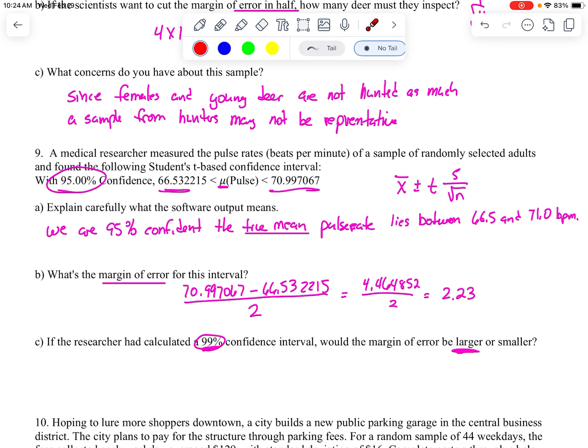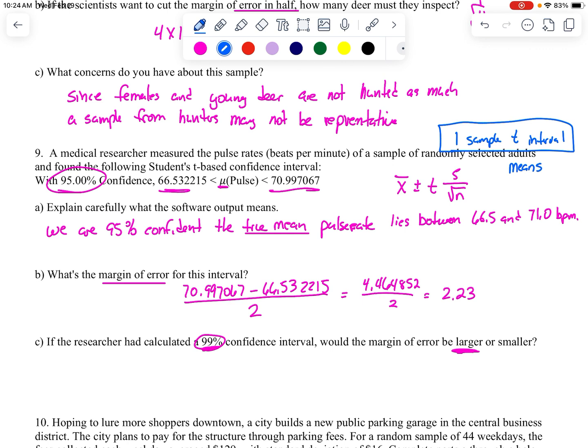Okay. Number 9, a medical researcher, we talked about beats per minute of the randomly selected adults. Now, when we get to 9, 10, 11, and 12, the last 4, we are going to switch gears a little bit. This is going to be over here in blue. Now we're going to use a 1 sample T interval, because now we're going to be talking about a mean. So we're using an interval for means versus a proportion.